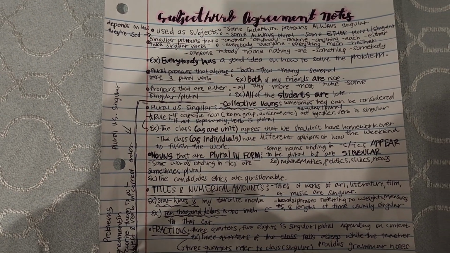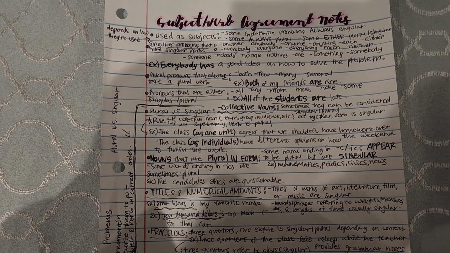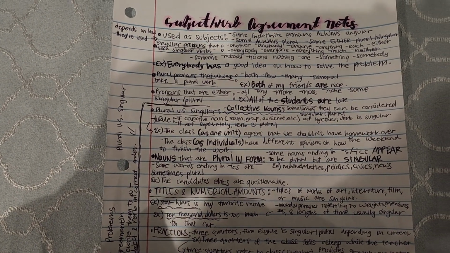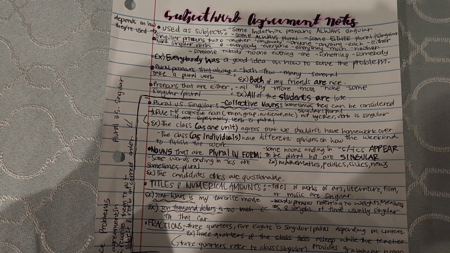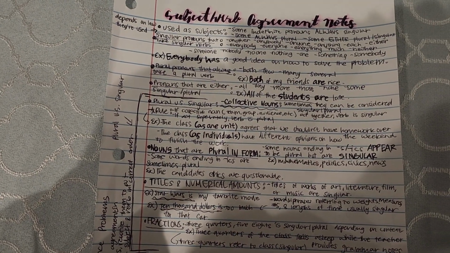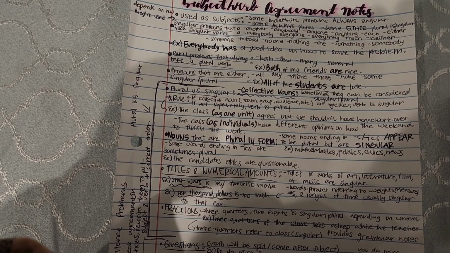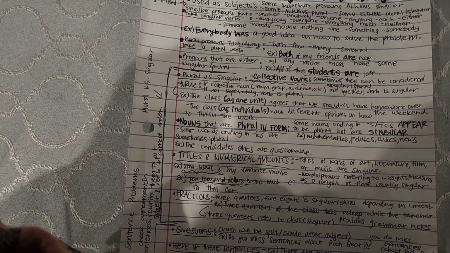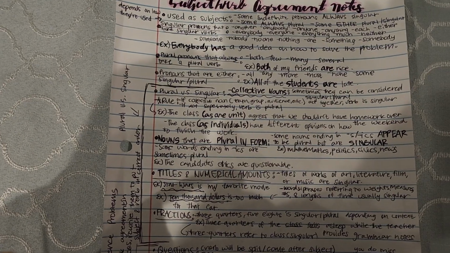Nouns that are plural in form: some nouns ending in s or x appear to be plural, but they are actually singular. For example, mathematics, politics, civics, and news. Some words ending in x can sometimes be plural. Example: the candidates' ethics are questionable.